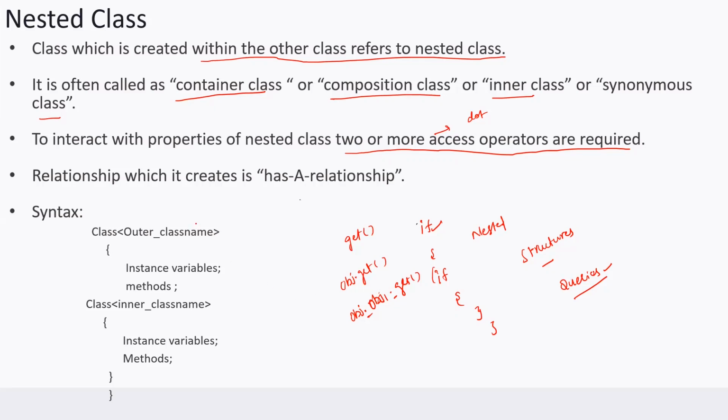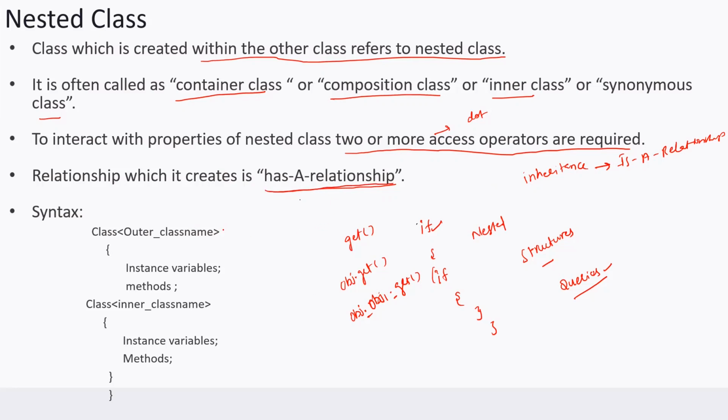Now, the relationship which is created between the classes in a nested class is the has-a relationship. This is a very important interview question as well. In terms of inheritance, the relationship among the classes is the is-a relationship, whereas in a nested class, the relationship among the classes is the has-a relationship.